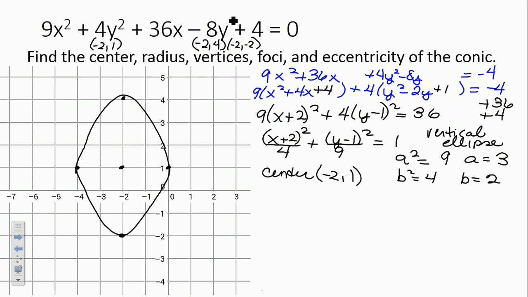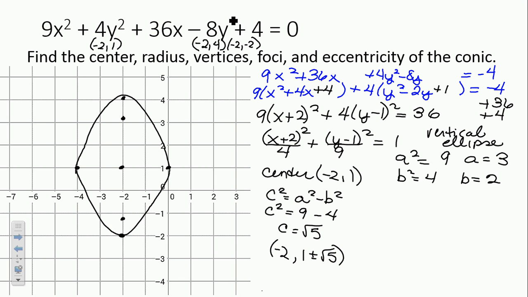And then we need to know our foci. So c squared is equal to what? 9 minus 4, right? So c will be the square root of 5. Square root of 5 is a little more than square root of 4, so it's a little more than 2. So we're going to be a little bit more than 2 away. You don't have to graph them. So -2, comma 1 plus or minus the square root of 5 if you want to combine them. Or -2 comma 1 plus the square root of 5, -2 comma 1 minus the square root of 5 are our foci.